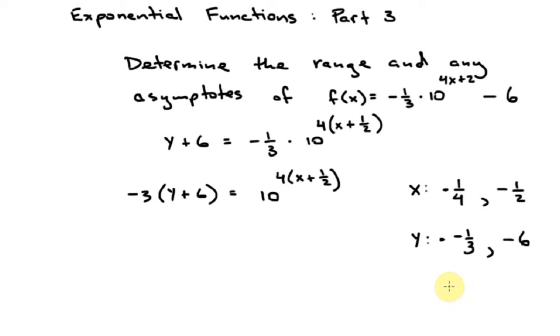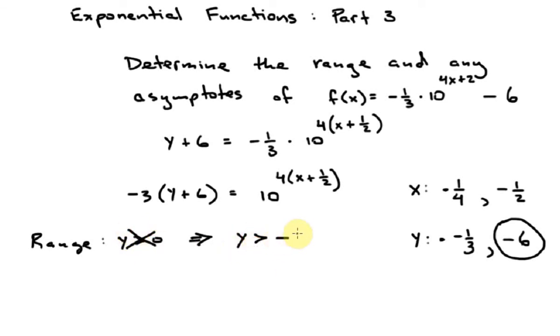Now, which one is the one characteristic that's going to affect the range and the asymptotes? It's actually just this guy. That's the only one that's really affecting the range. Because the range, for example, used to be y greater than 0. Well, what's the new range going to be now? It's not going to be y greater than 0. It's going to be y greater than negative 6. And that's because we've pushed the whole graph down 6.